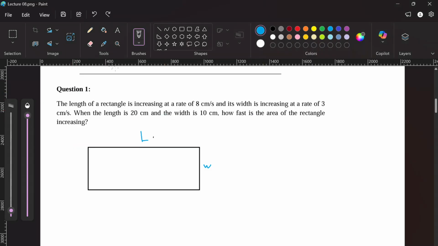Now, the length of a rectangle is increasing at a rate of 8 centimeters per second, and its width is increasing at a rate of 3 centimeters per second. When the length is 20 centimeters and the width is 10 centimeters, how fast is the area of the rectangle increasing?